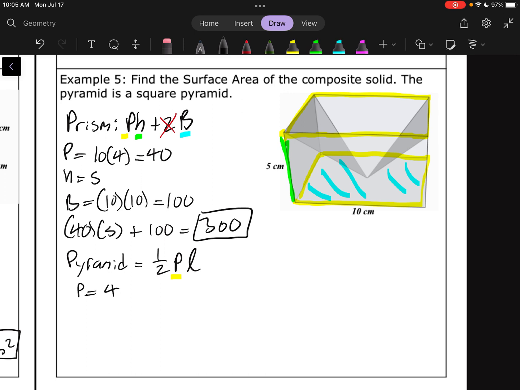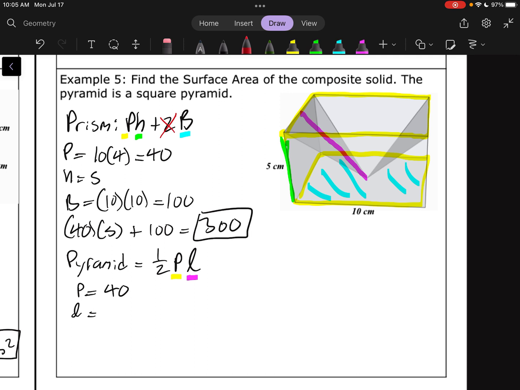The P would still be 40. But the L's a little tricky here. So remember, the slant height is supposed to go like this. The slant height's supposed to go like that. So how are we going to figure that part out?